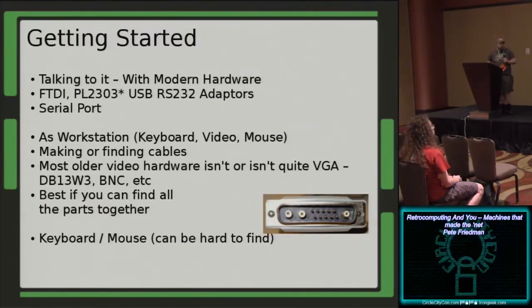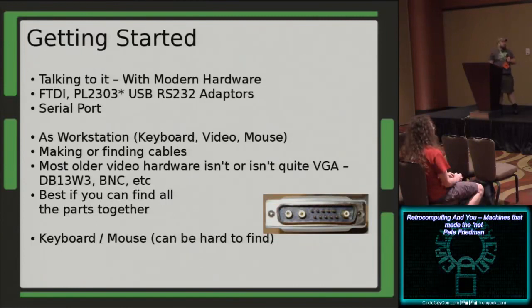So how do you talk to these things? Well, the obvious thing is, there's serial console, right? Everything speaks serial. It's a good interface. Using machines like this as a workstation can be difficult if you don't get all of the hardware together. Most of these things are not quite VGA. Maybe they're not quite any sort of now standard video signal. They may just be BNC feeds for red, green, and blue, or monochrome. Finding peripherals, keyboards, and mice can be challenging.